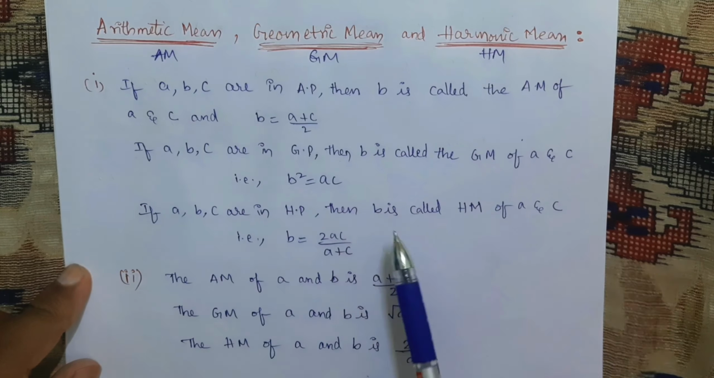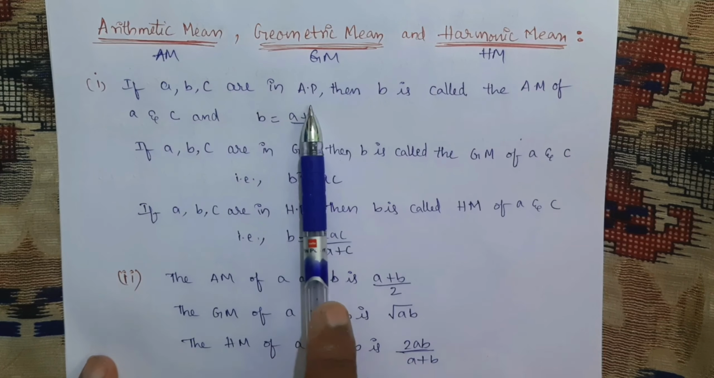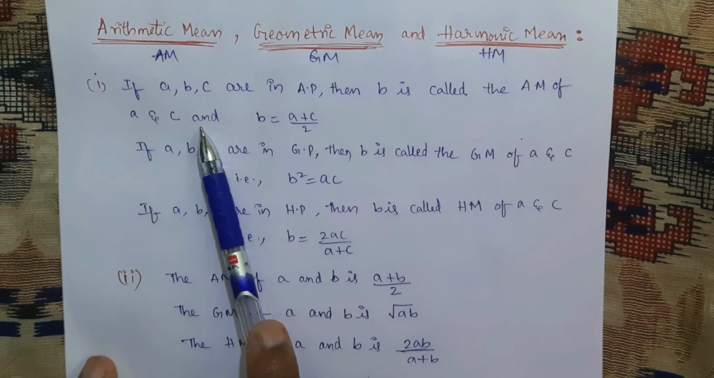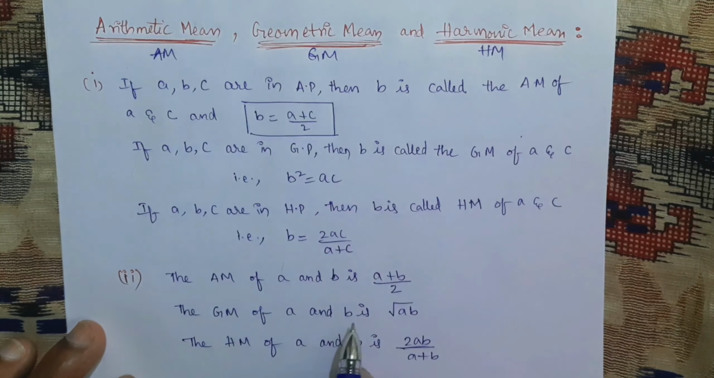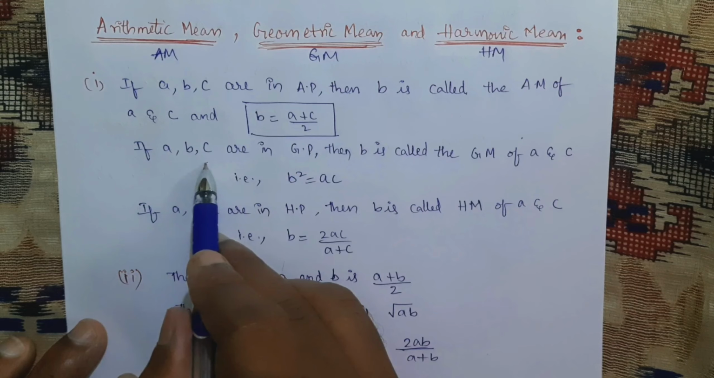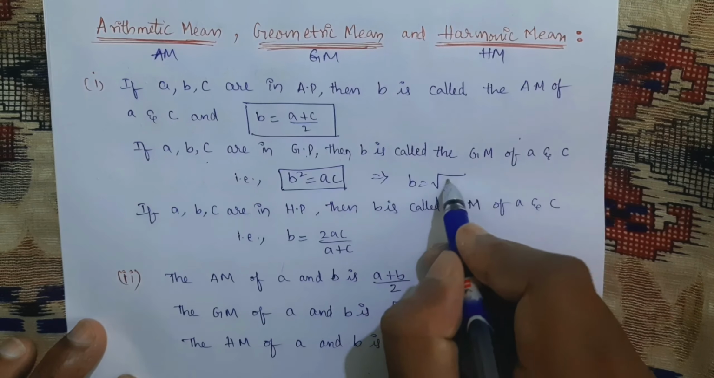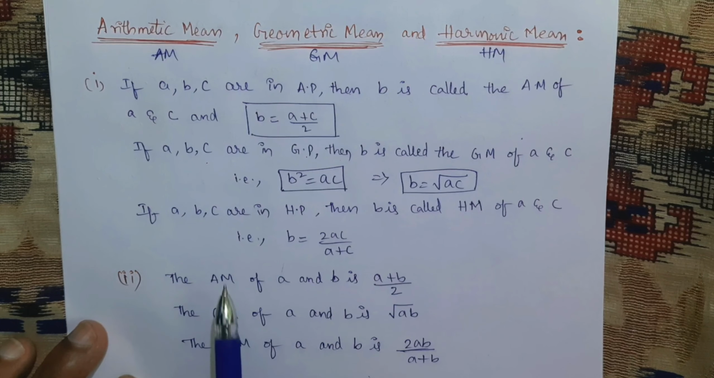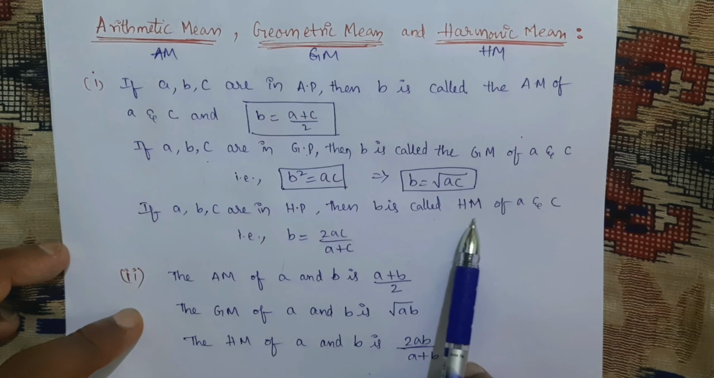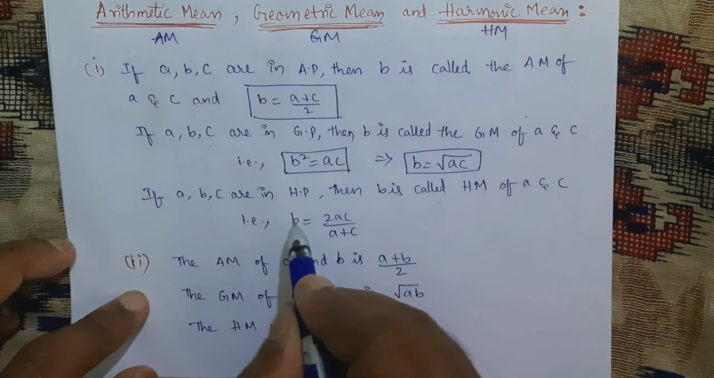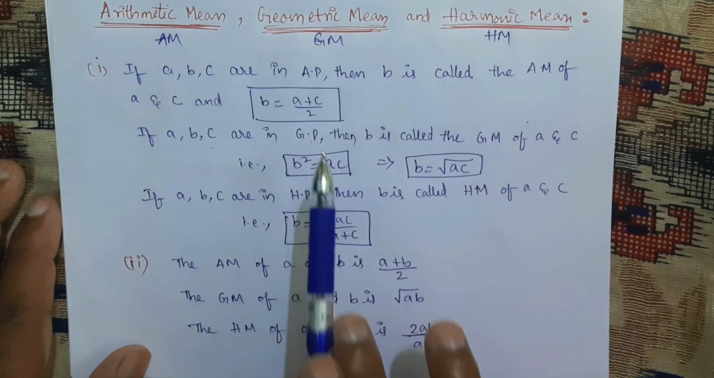We can also write these three points directly, but see here, if we consider three numbers A, B, C in AP, then B is called the arithmetic mean of A and C. That means B is equal to (A plus C) by 2. So we consider this as the arithmetic mean for these three. Next, for geometric mean, if A, B, C are in GP, then B square equals AC, or sometimes we write B equal to root AC. Similarly, if A, B, C are in HP, then B is called the harmonic mean of A and C, which is B equal to 2AC by A plus C. This is when we consider three numbers in AP, GP and HP.